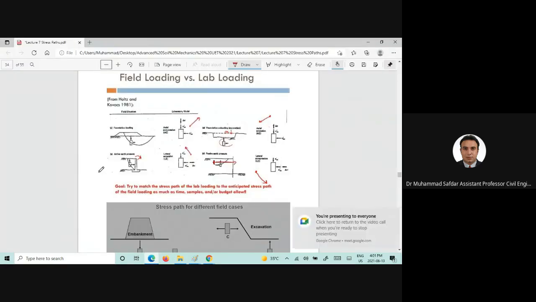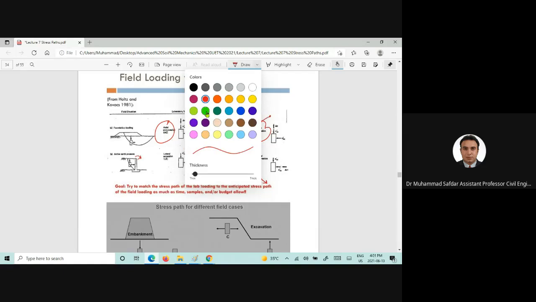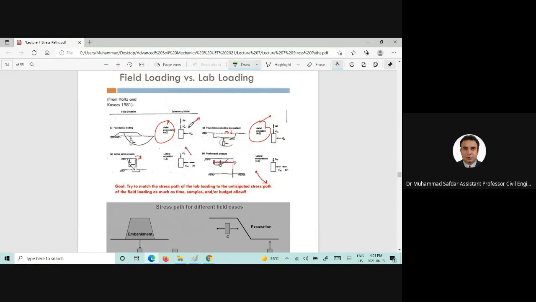So these are the different field conditions. For example, axial compression condition, axial extension condition, and how we can draw the stress path. For axial compression, the stress path will look like this. Please zoom in, sir. Okay.